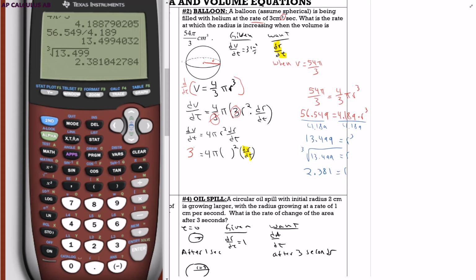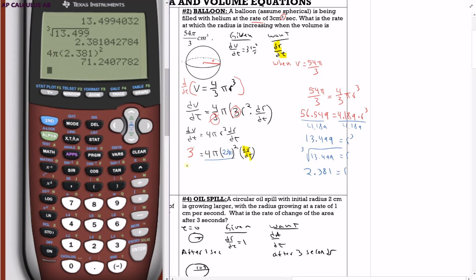That is my r. The only reason I did all this is so I could put some number over here. So it's going to be 2.381. That's how I found that r value. Yes, there are some weird numbers, but you simply do it on a calculator. So let's put this into my calculator: 4 pi times 2.381 squared gives me 71.241. So I now have 3 equals 71.241 dr/dt. And how do I solve that equation?